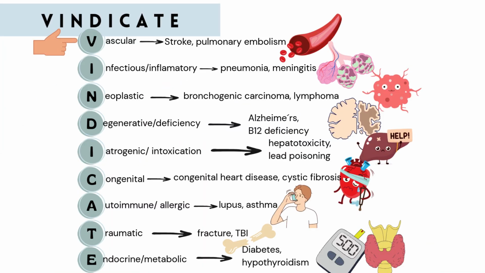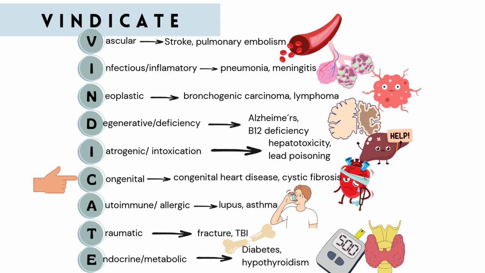V is vascular, such as a cerebral infarction or a pulmonary embolism. I is infectious or inflammatory, such as pneumonia or meningitis. N is neoplastic, such as a bronchogenic carcinoma or a lymphoma. D is degenerative or deficiency, such as Alzheimer's disease or vitamin B12 deficiency. The second I reminds us of iatrogenic or intoxications, such as drug-induced hepatotoxicity.